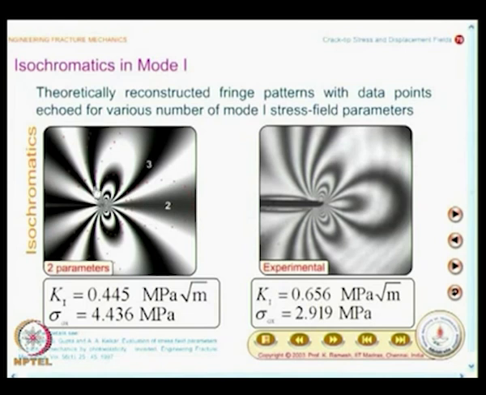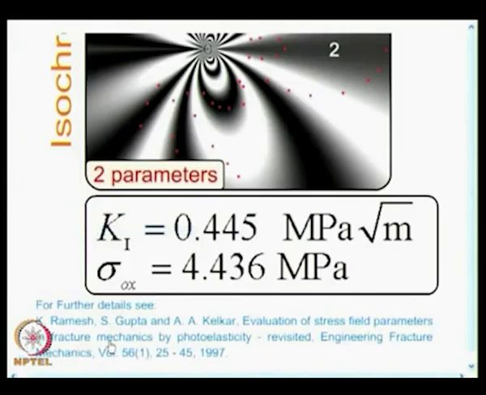And what I want you to do is draw the sketch for a 2 parameter solution and the sketch for a 6 parameter solution. For the intermediate ones, you just make an observation, and you could refer to this paper. I will magnify it. This paper has all the details. It is on evaluation of stress field parameters in fracture mechanics by photoelasticity revisited, because this was the first paper which utilized the equations of Atluri and Kobayashi and demonstrated its utility for a variety of problems.